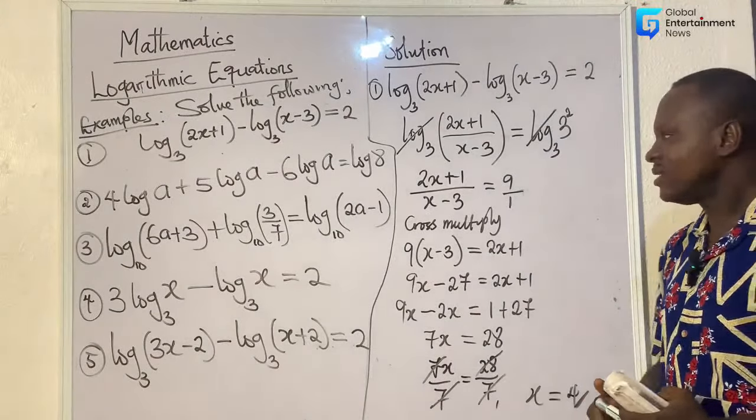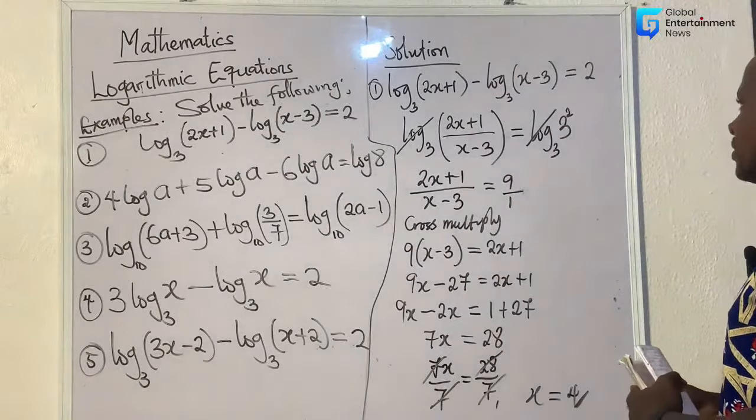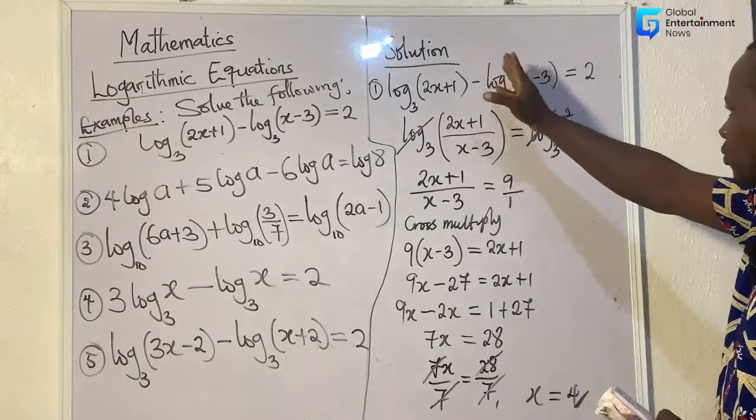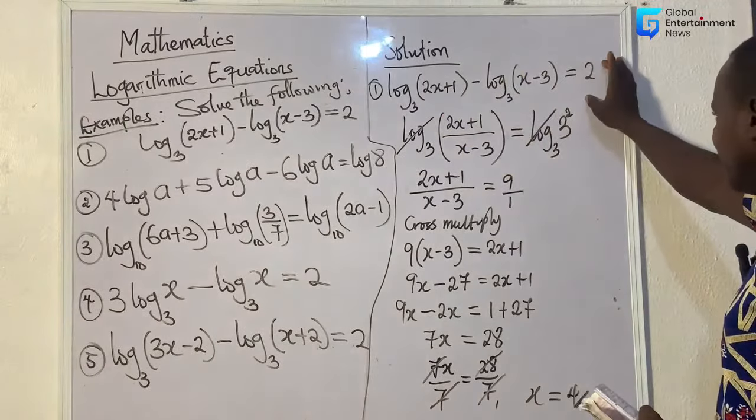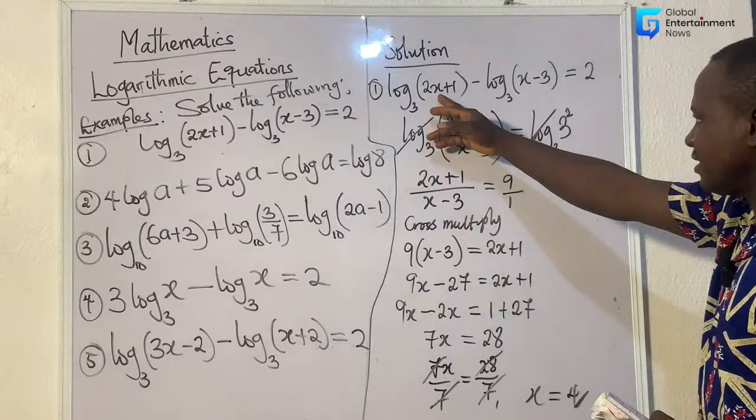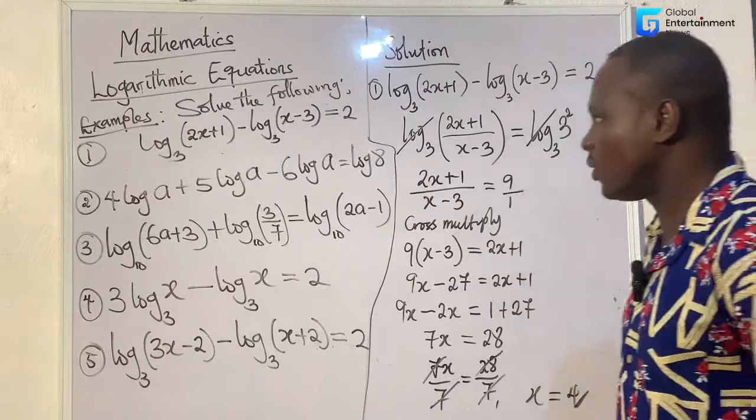Do you understand? That is the first question. The first question is: log into bracket 2x plus 1 base something, giving me 2, and this is the result. That means my x is 4. Do you understand? Now that is the first question.